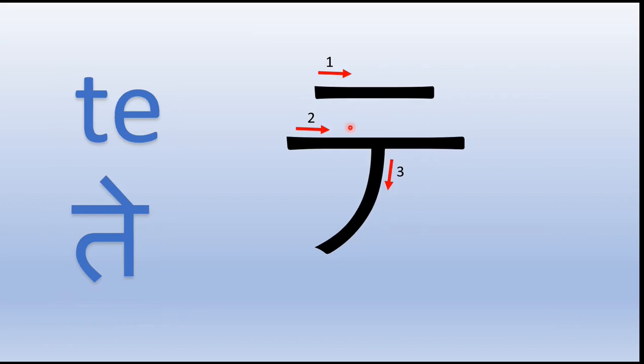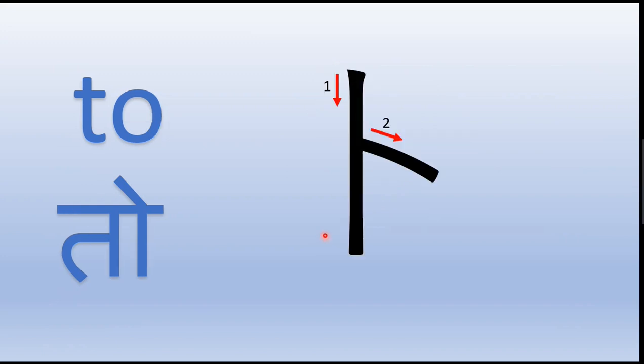Next is te. The first stroke is this horizontal line. The second stroke is another horizontal line, but longer in length than the first one. And this is the third stroke to complete the alphabet. To is pretty simple. The first stroke is this vertical line, and the second stroke is like this. To.